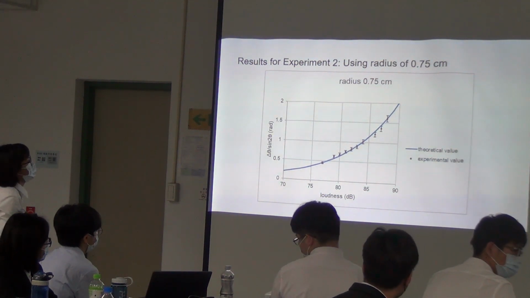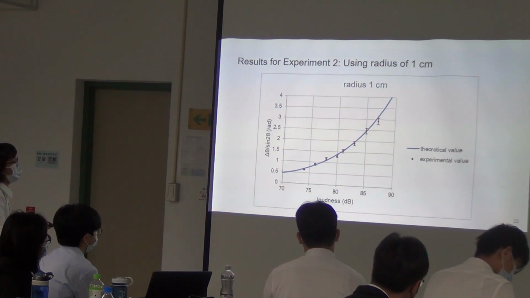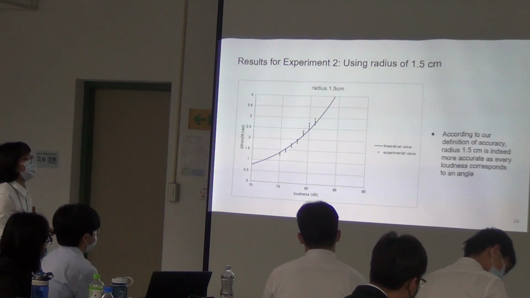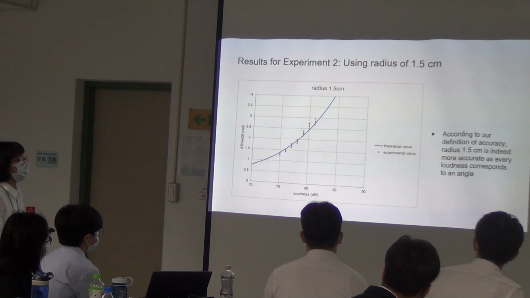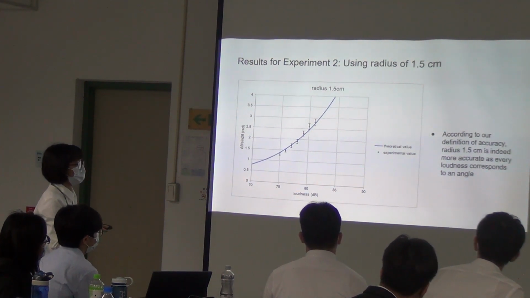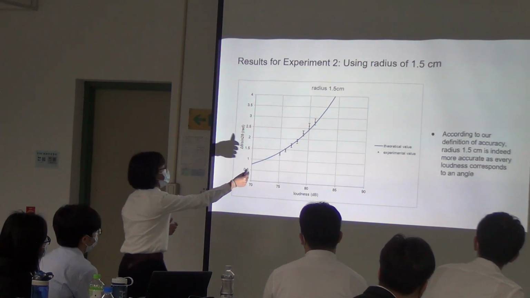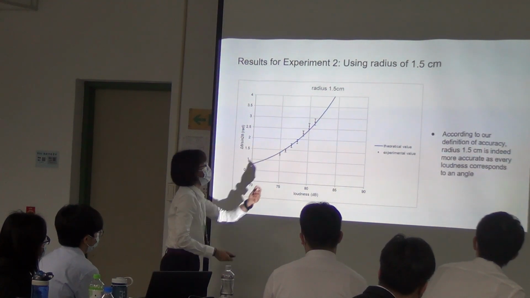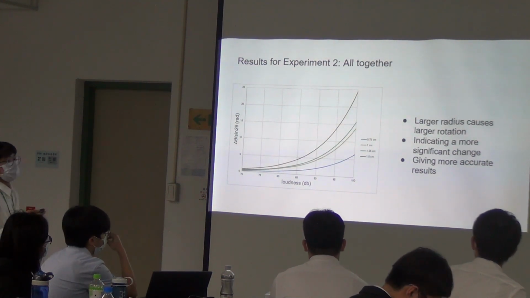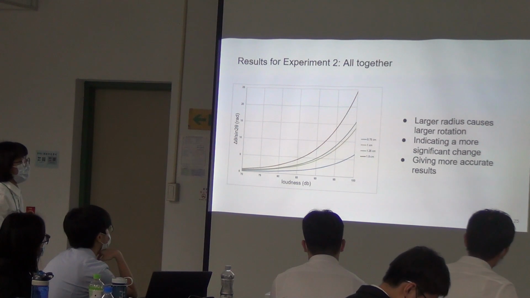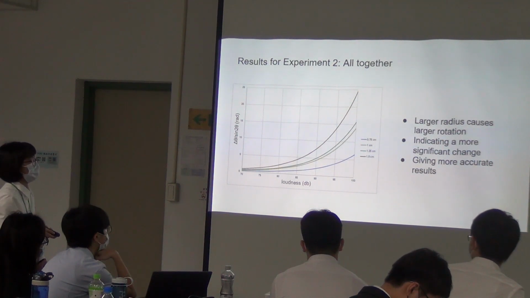The results for experiments using the radius of 0.75. This one is for 1 centimeter, 1.25 centimeters, and 1.5 centimeters. So according to our definition of accuracy, radius 1.5 is indeed more accurate as every loudness corresponds to an angle, because the gaps between the data are the same. And the results for experiments altogether: the larger radius causes larger rotation, indicating a more significant change, giving more accurate results as we defined it.